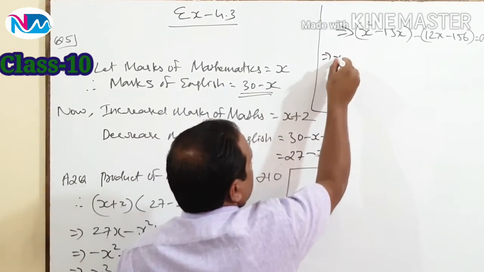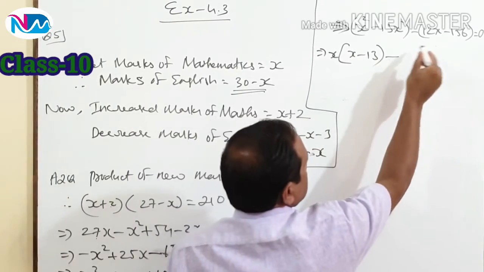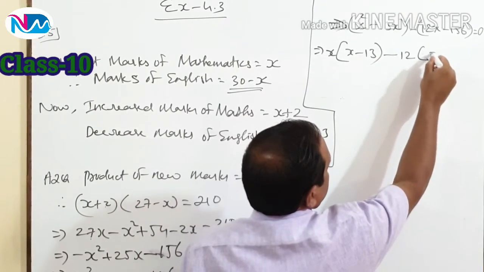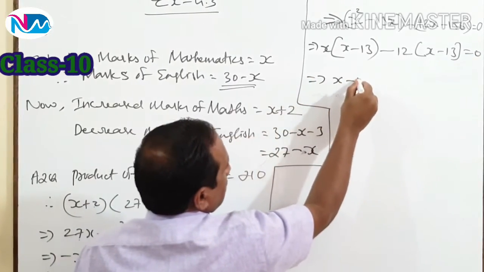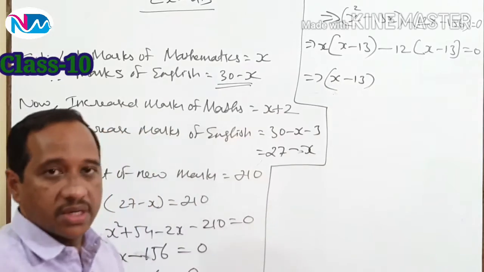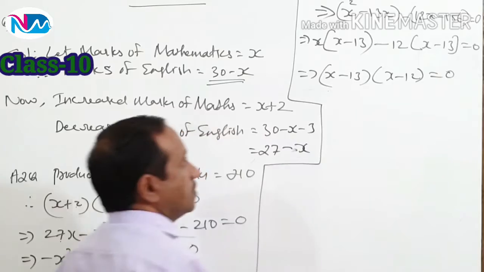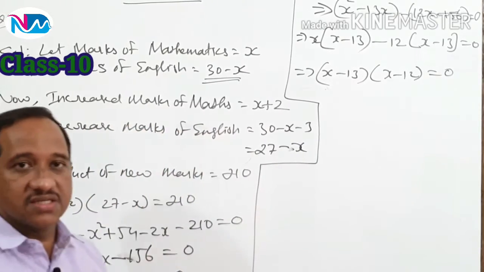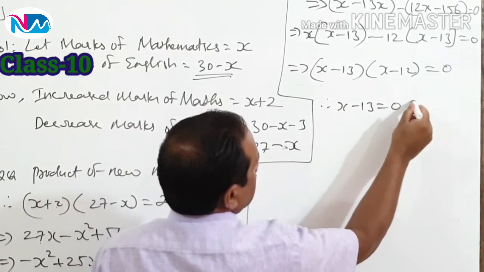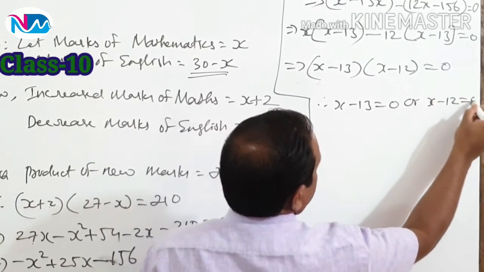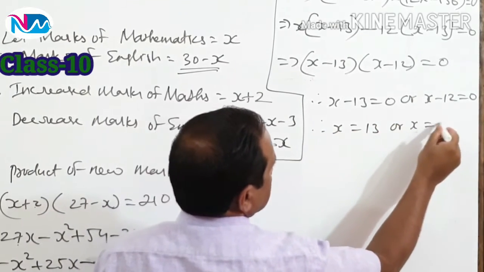Now from the first group I can take x common, then x minus 13. From the last two terms I can take 12 common, then x minus 13 is equal to 0. Now we have x minus 13 common in the two terms, and x minus 12 will be left. So we have factorized. Therefore x minus 13 is equal to 0 or x minus 12 is equal to 0. Therefore x is equal to 13 or x is equal to 12.